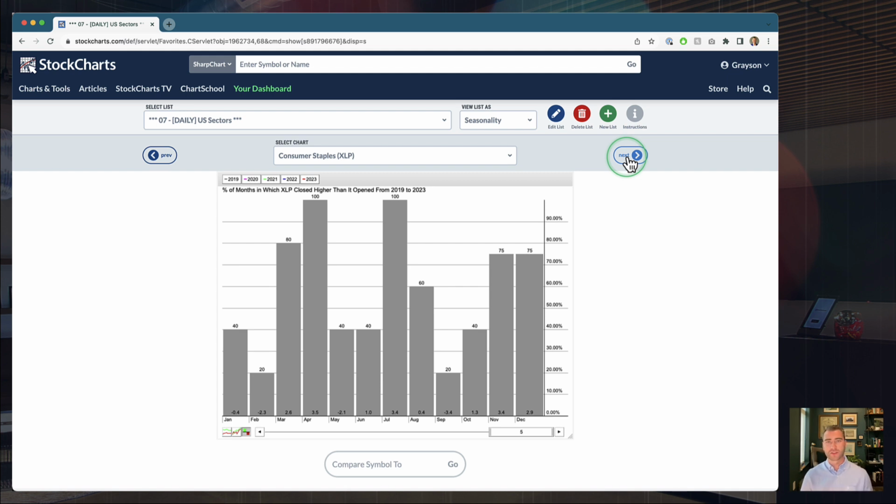But again, this is a quicker, easier way to review those seasonality charts for the symbols that you are following. Check out that chart list view. It is an important one. So that's going to do it for us on the show today. A quick hit here, reviewing seasonality.